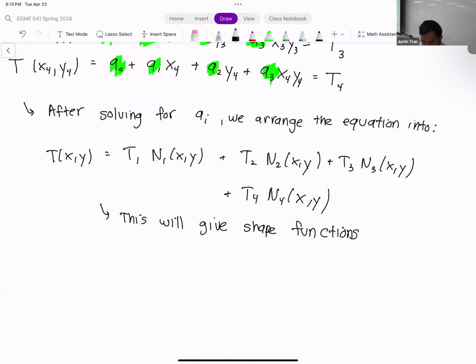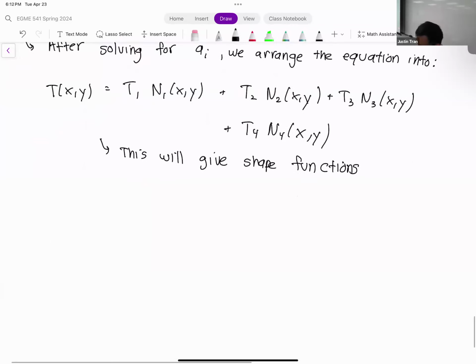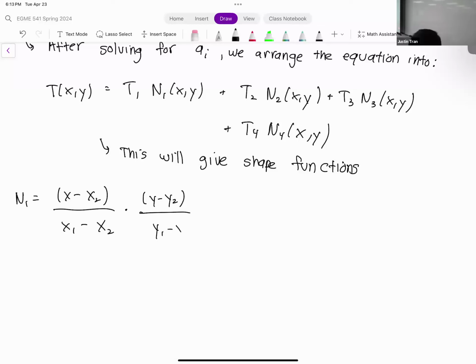So this will give us our shape functions. And so if we do that, of course, I'm skipping a lot of steps here just for the sake of brevity, but just know that there's a lot of intense algebra going on in between these steps. All right, so our first shape function, N1, is going to be x minus x2 divided by x1 minus x2 multiplied by y minus y2 divided by y1 minus y2.